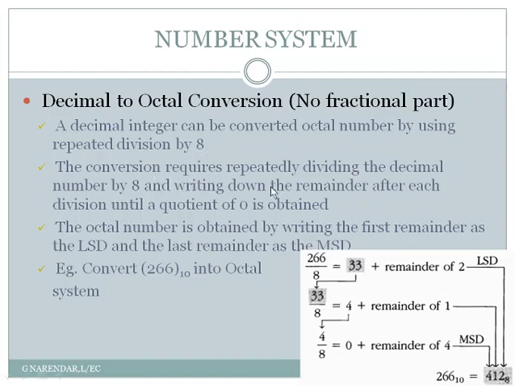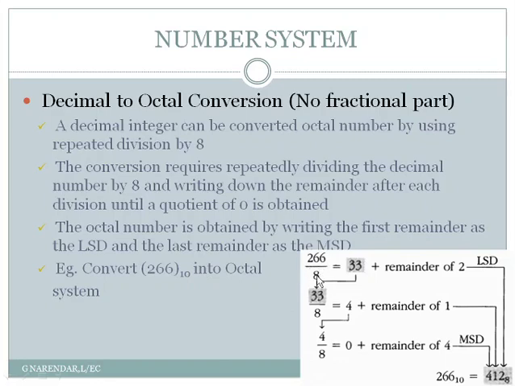The conversion requires dividing the decimal number by 8 and writing down the remainders after each division until you get a quotient of 0. This method is illustrated by taking an example. Here the example is to convert the decimal number 266 into the octal system. It is illustrated here.